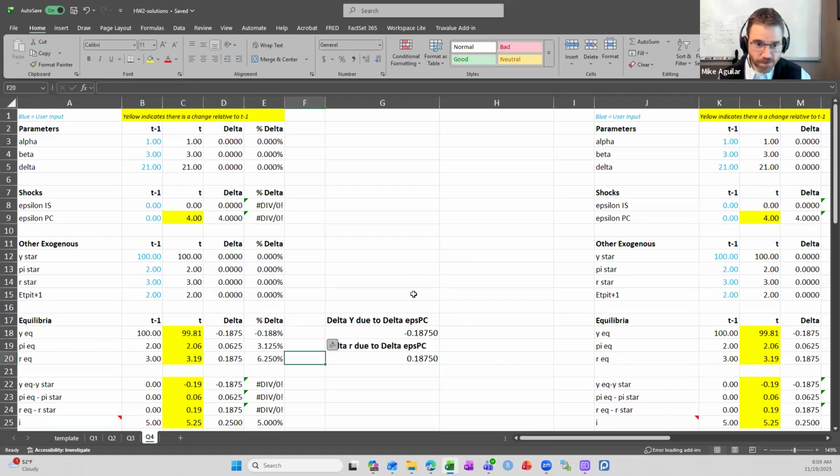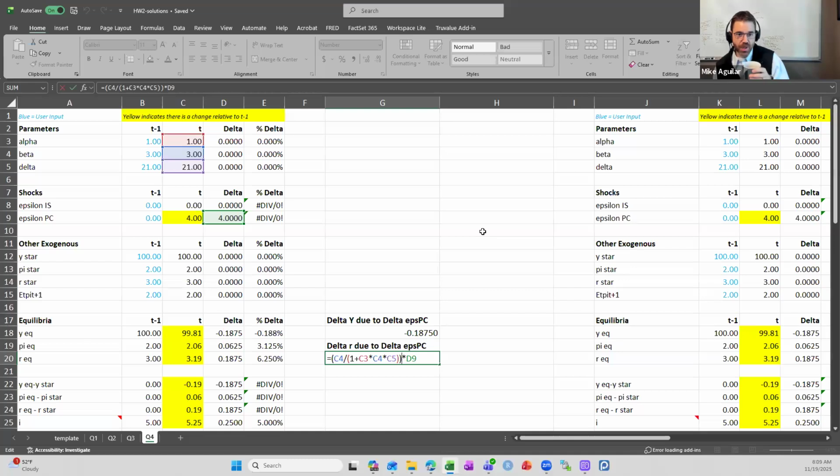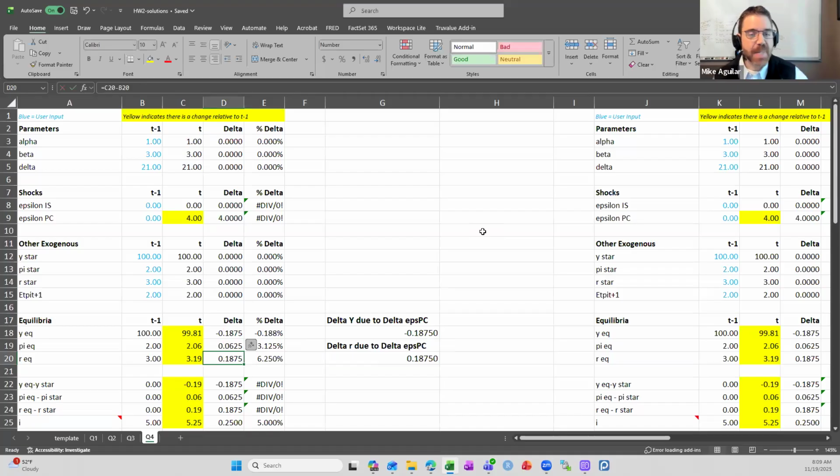Okay, same thing here. How much does the interest rate change due to this shock? Take the formulas for our closed form model, which are up on the market observatory side. You go ahead and you take a discretization, multiply by the size of the shock, D9, and you get, pardon me, plus 0.1875 empirically, which matches what we got analytically.